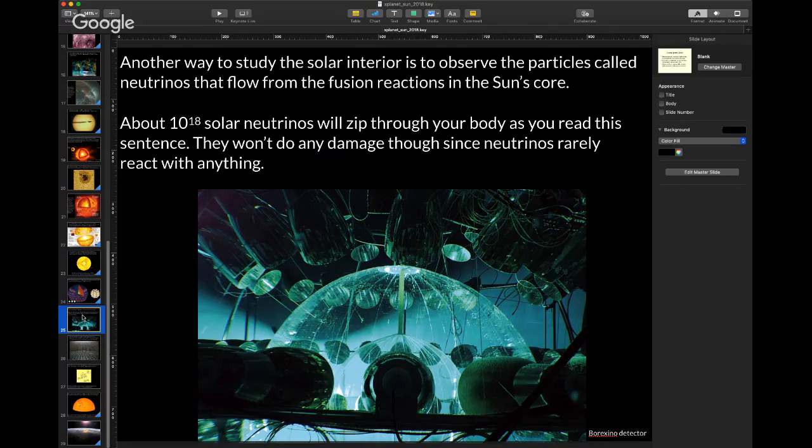Mostly they don't do anything because neutrinos rarely interact with anything, but rarely is not never. And so with patience and a large enough detector, you will catch a few of those. One of those detectors looks like this space alien thing shown in this picture here. This is the Borexino detector. And all those tubes around it are photomultiplier tubes where you're looking to pick up the interaction of the light with the material inside.